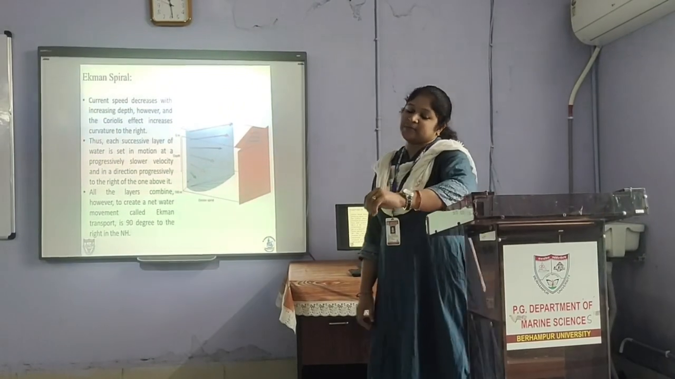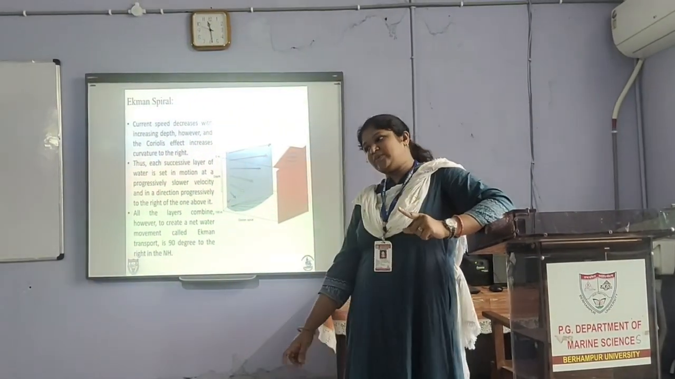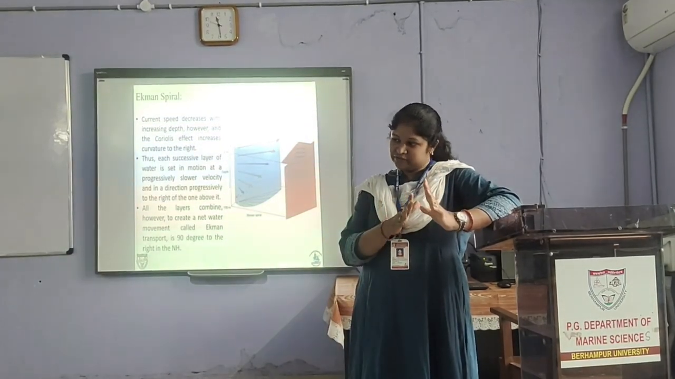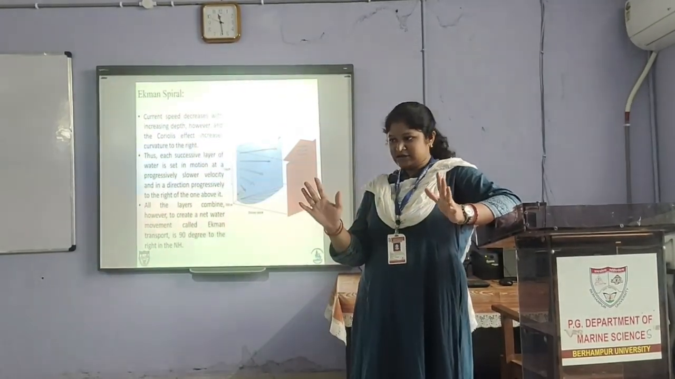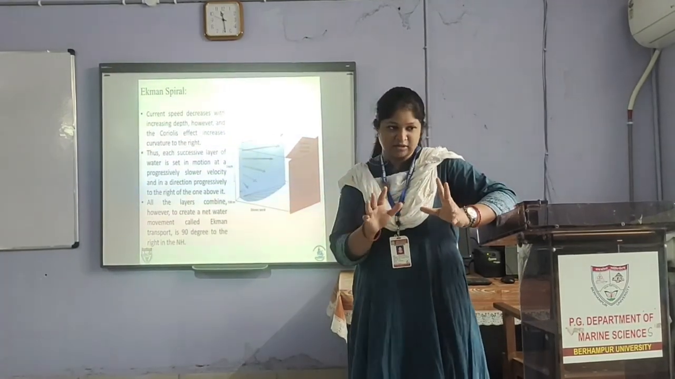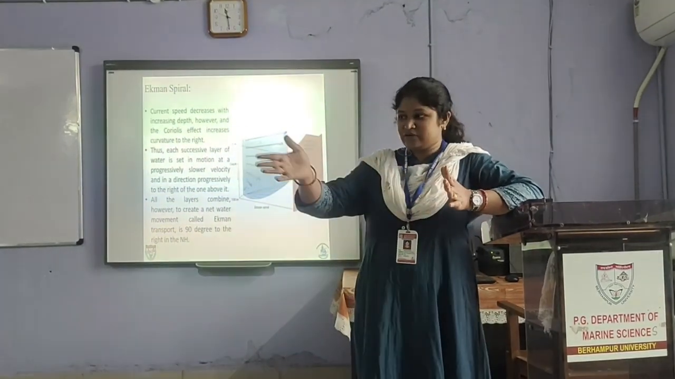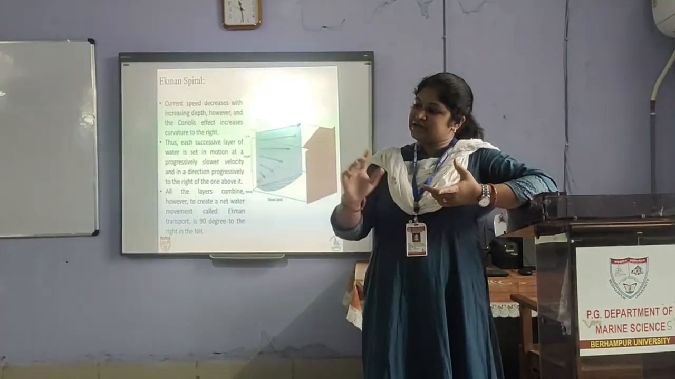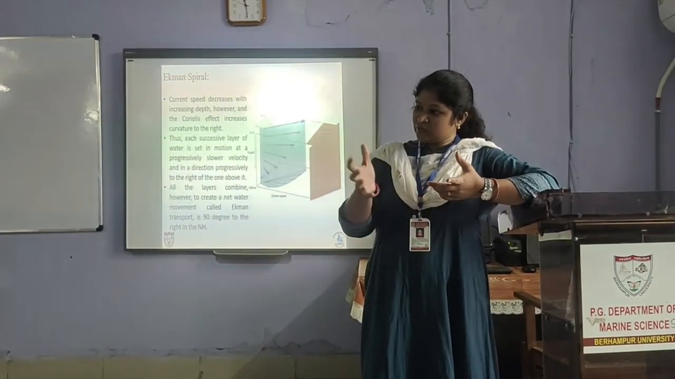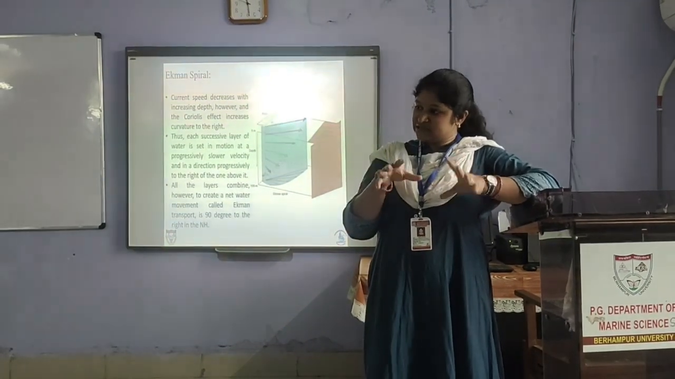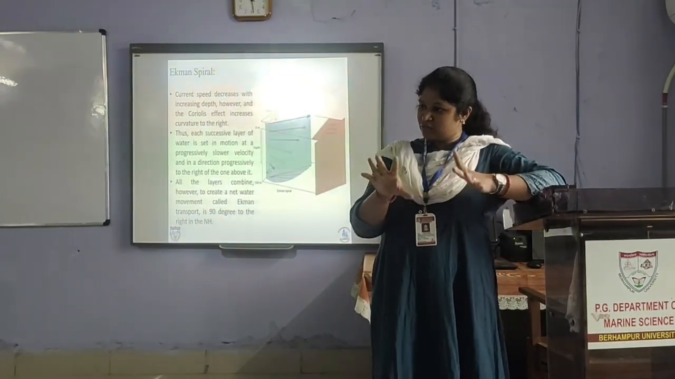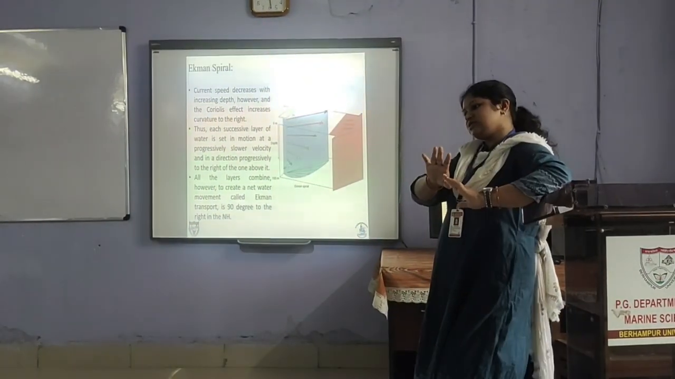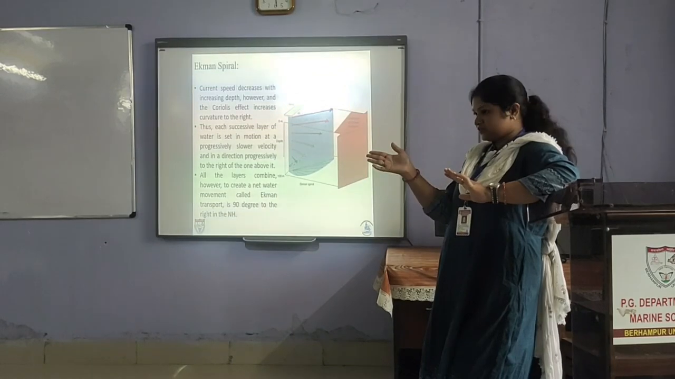And the Ekman spiral. What happened? Because of the Coriolis force, the water masses deflect towards the right in the northern hemisphere. We will consider only the northern hemisphere. Another force is the frictional force. The frictional force decreases the motion of any body. So because of the Coriolis force, the water mass deflects towards the right.